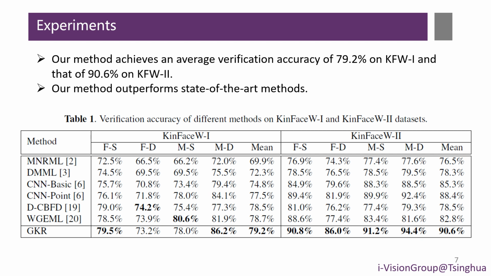Zhang and others propose the CNN basic and CNN point, which directly learn deep neural networks for kinship verification to exploit the power of deep learning. Our method, which is also a deep learning-based method, outperforms the CNN point by 1.7% and 2.2% on KFW-I and KFW-II, respectively. Note that the CNN point contains 10 CNN backbones whereas our approach only employs one CNN backbone, which further illustrates the effectiveness of the proposed GKR.